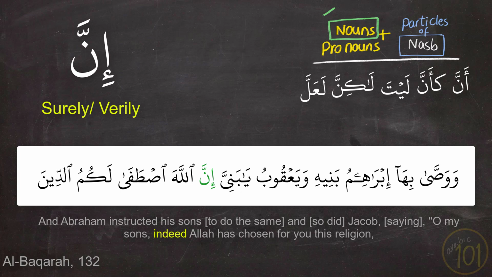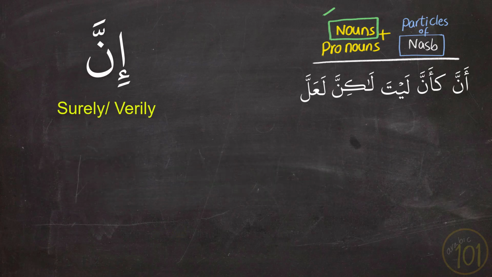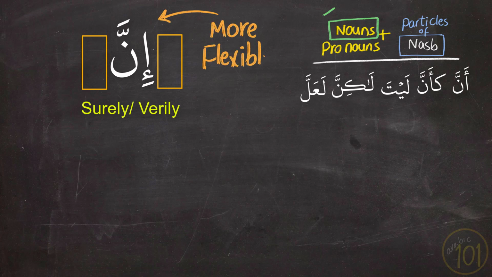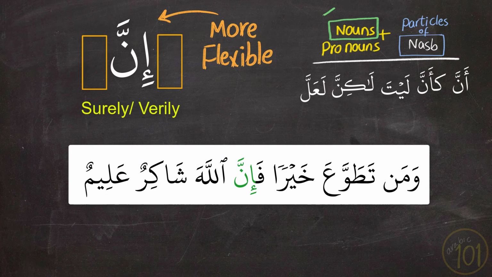Inna can also be attached to other parts before it and after it, and when that happens, it becomes more flexible as to where it occurs in the sentence, but still, it will have a complete sentence after it, like in these examples.